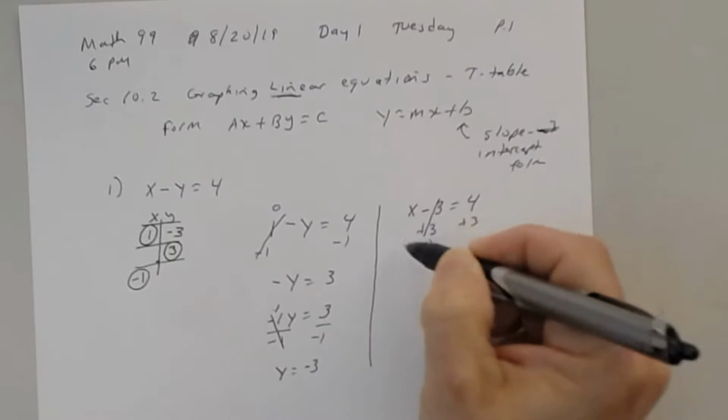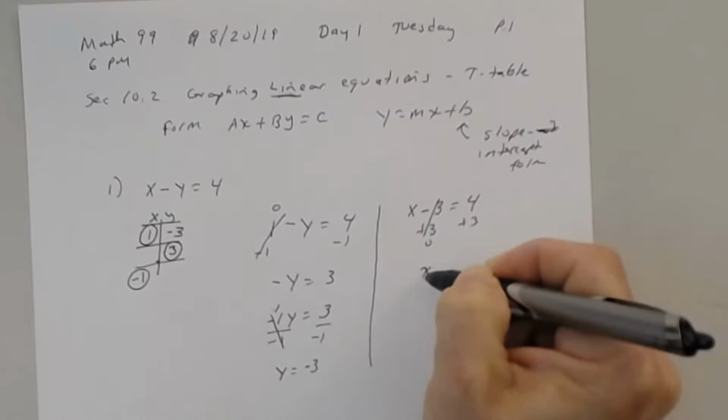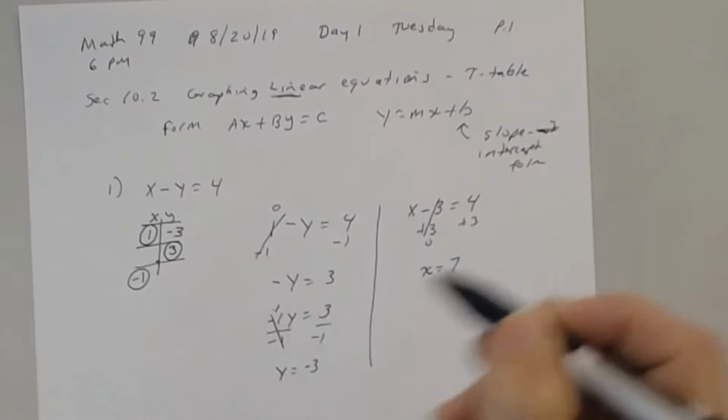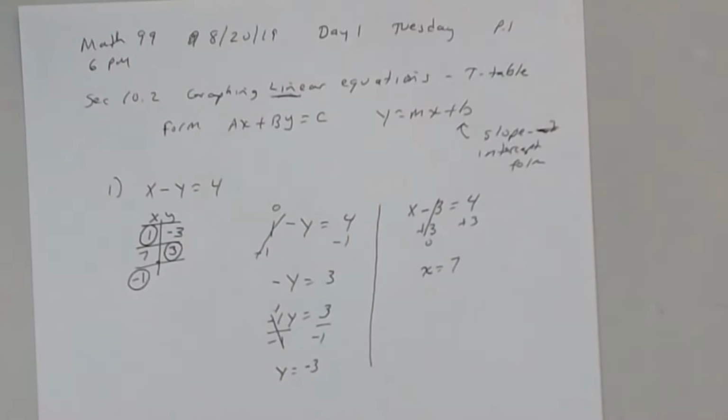So what's left on the left side? And what's x equal to? 7. So in my math lab, on that t-table, you would type in 7.